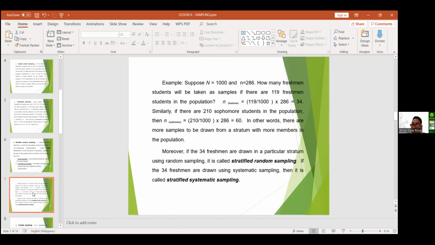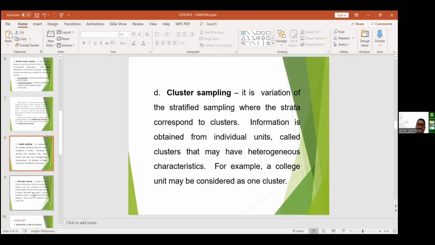Do I hear a yes if it is clear? Yes, sir. Okay. Next is cluster sampling. This is just a variation of the stratified sampling where the strata correspond to clusters. Information is obtained from individual units called clusters that may have heterogeneous characteristics. So for example, instead of students, a college unit may be considered as one cluster.